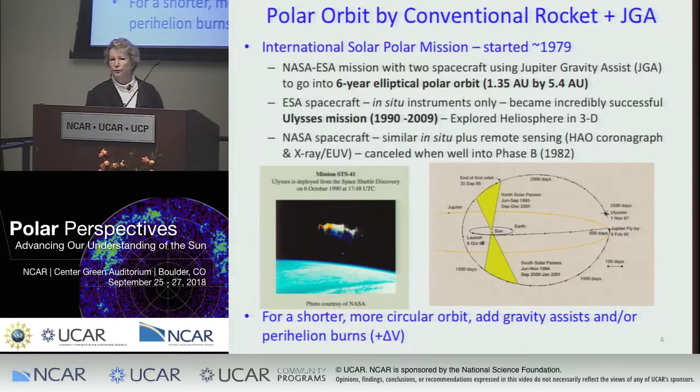And then Jupiter is the only planet that's heavy enough to use to get a gravity assist where you can actually get all the way over, significantly out of the ecliptic and over the pole. But if you don't do anything, it's a 6-year orbit, which is kind of long. And if you want to have a shorter, more circular orbit, there are other things you can do. You can add gravity assists and burns at the perihelion.